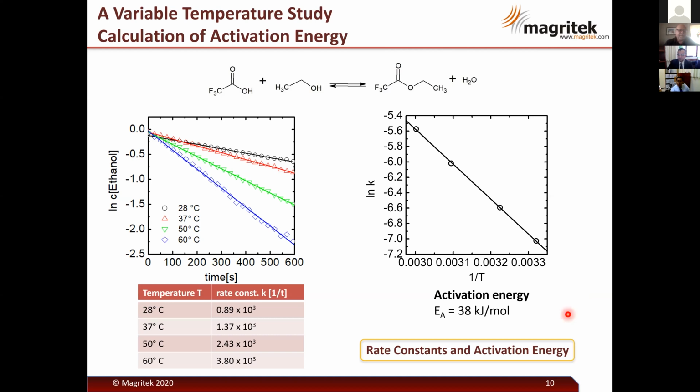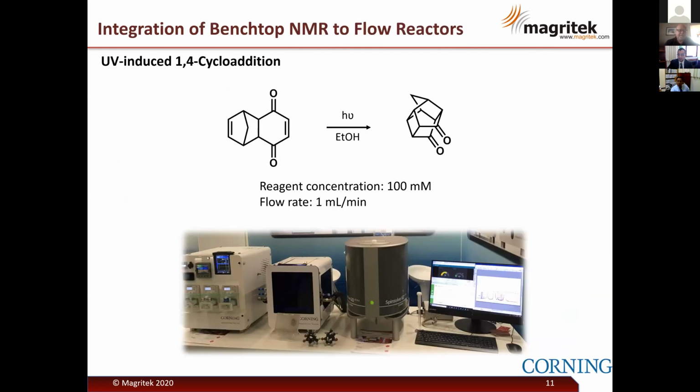Moving on to this next example, it demonstrates the integration of benchtop NMR into flow reactors. In this picture, we can see the benchtop NMR was set up in line with the Corning UV flow reactor. And the reaction here is a UV-induced 1,4-cycloaddition, shown here. This reaction is pretty typical to show the use of the UV flow reactor. The solvent in this reaction is protonated ethanol, and the concentration is pretty low, typical for this type of reaction, at about 100 millimolar.